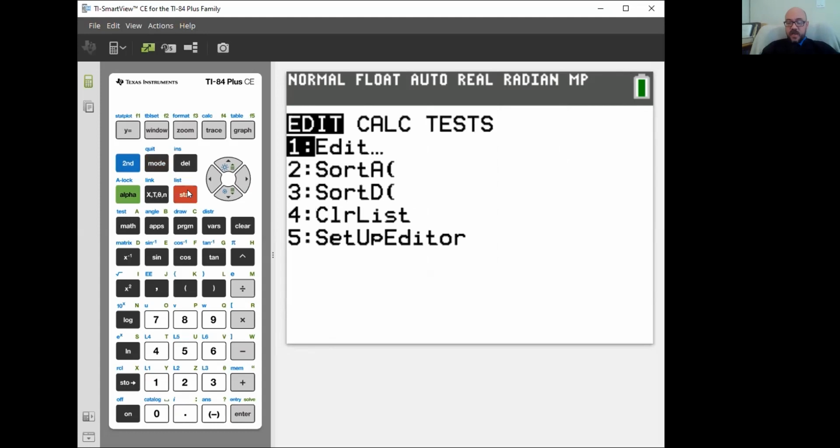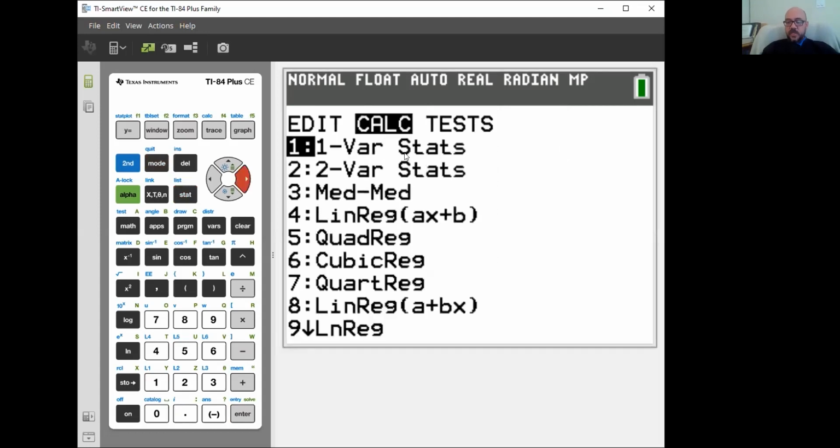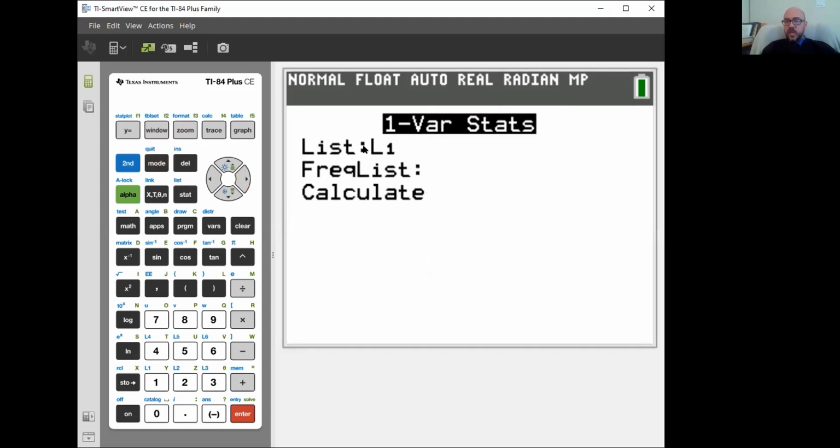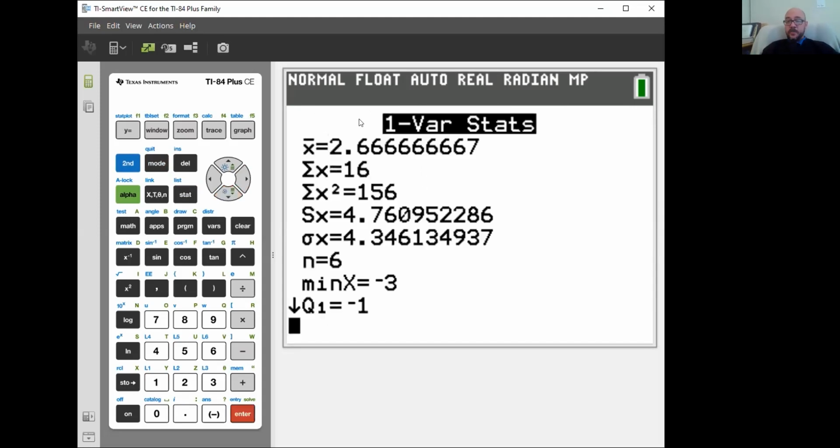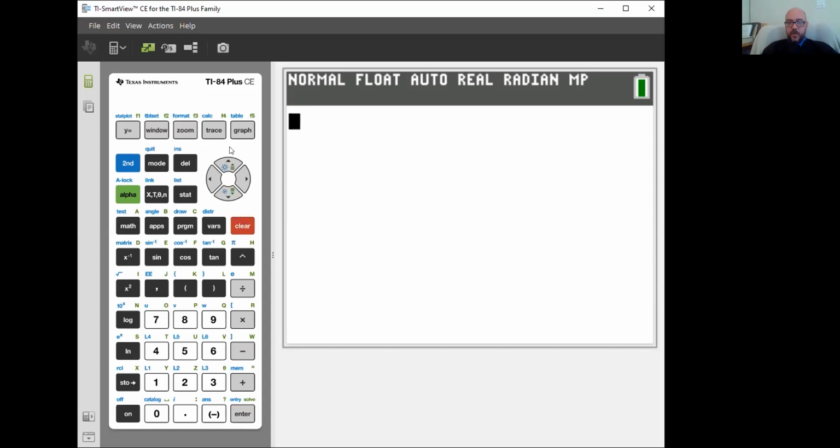So I'm going to go to stat and calc and one variable stats. And if you just put in L1, what it's going to do is it's going to average together the numbers -3, -1, 0, 4, 7, and 9 with equal weight. But they don't have equal weight, right? Some are more likely than others, and you have to account for that. So if I just hit calculate here, again, this is wrong. I'm getting an average of 2.66, which isn't correct. And the reason it's not correct is because it's not taking the probabilities into account. So let's clear this off and show you the right way to do it.